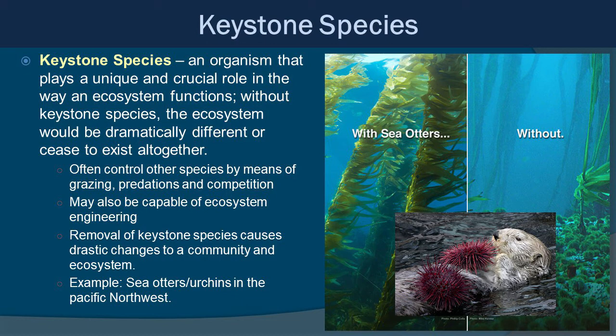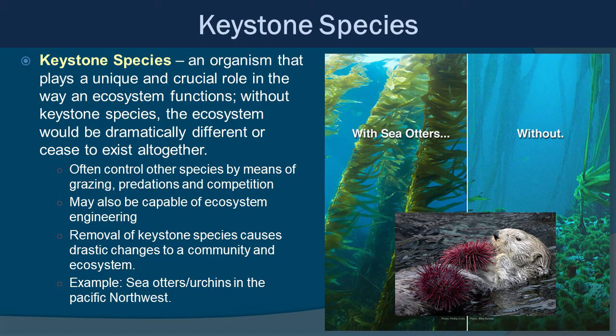A great example of this would be the sea otters and urchins in the Pacific Northwest. Sea urchins eat algae, specifically the kelp. Now, the kelp are these long strands of algae that go from the seafloor all the way to the surface of the water, and they provide a forest, if you will, underwater. And tons of species rely on these kelp forests.